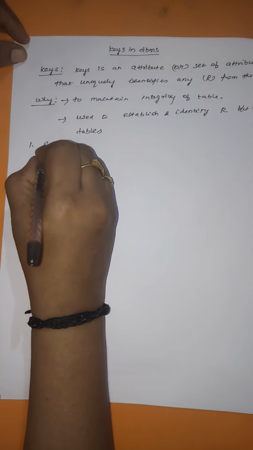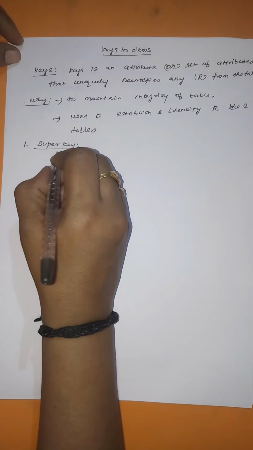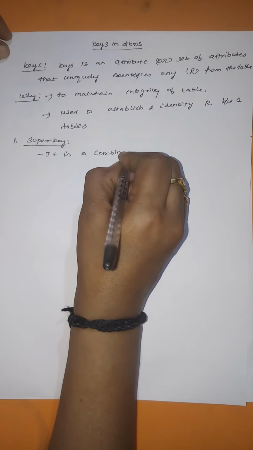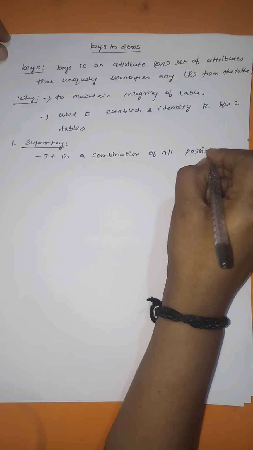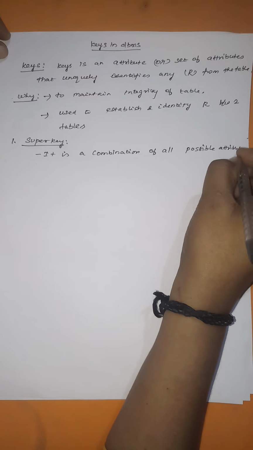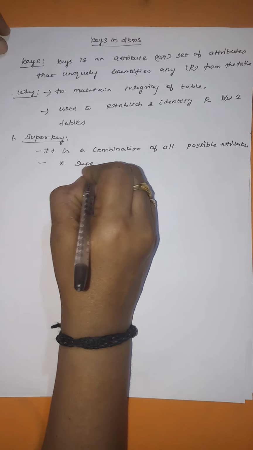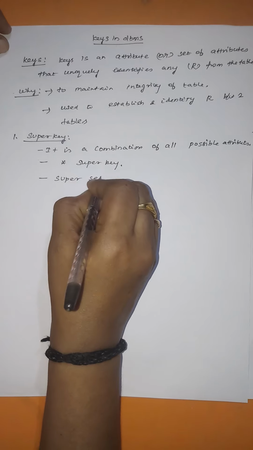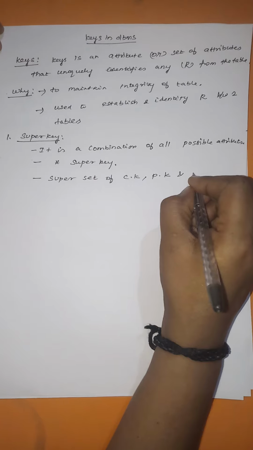Now I am going to take the super key. So what is meant by super key? It's a combination of all possible attributes. A table can have more than one super key. A super key may be a superset of a candidate key, a superset of the primary key, and a superset of an alternate key.